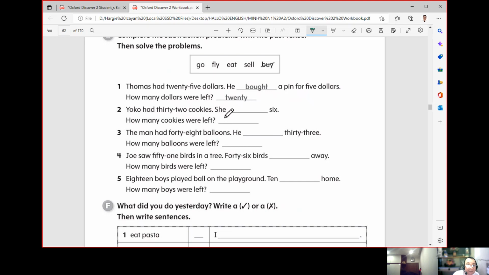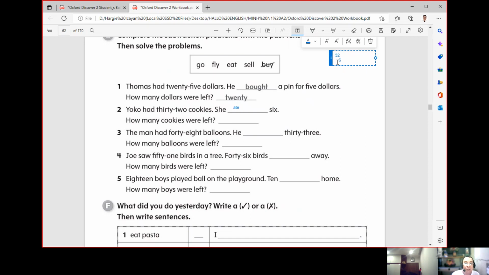She ate 6. She eat or ate? Ate. Okay, she ate 6. Very good. How many cookies were left? So if there are 32 cookies and she ate 6, how many were left? 26. Okay, let's try to show the computation here. 32 minus 6, right?